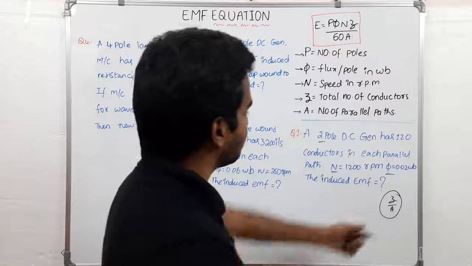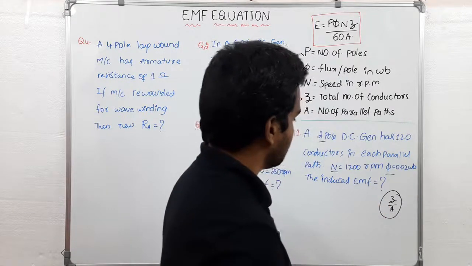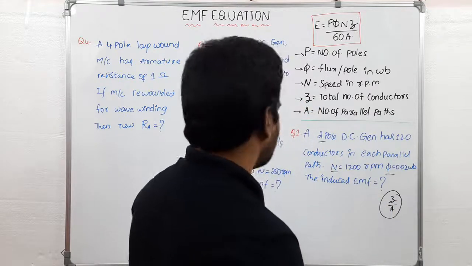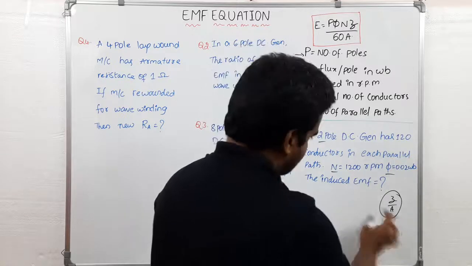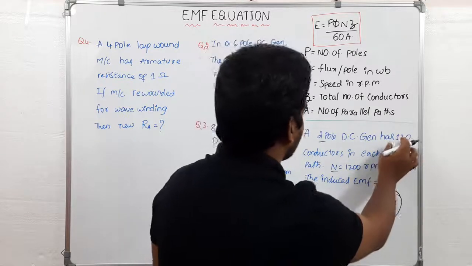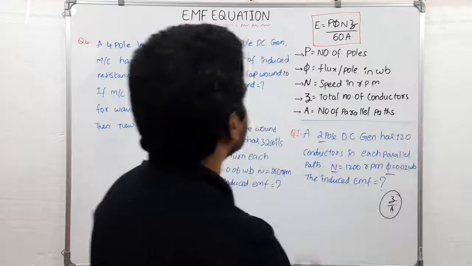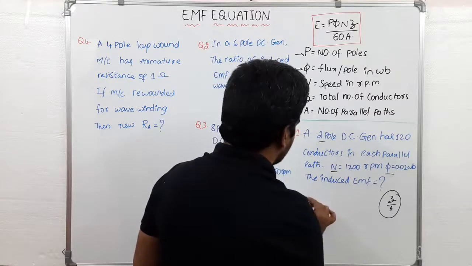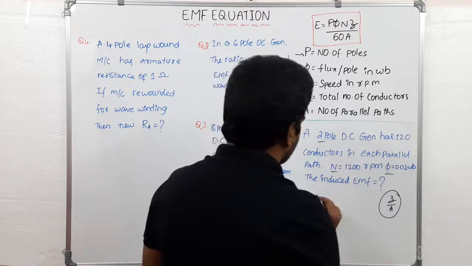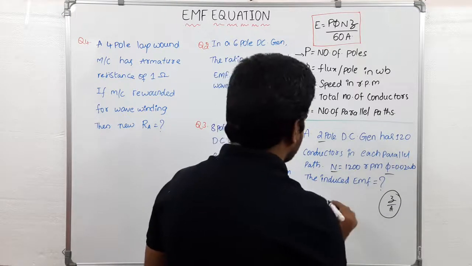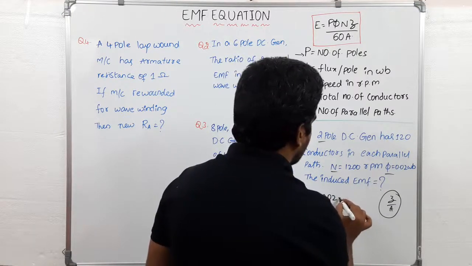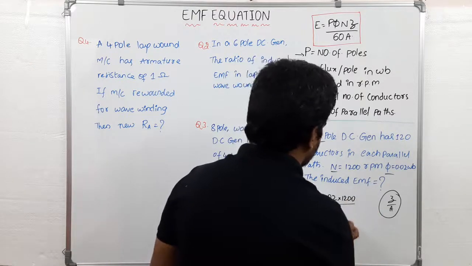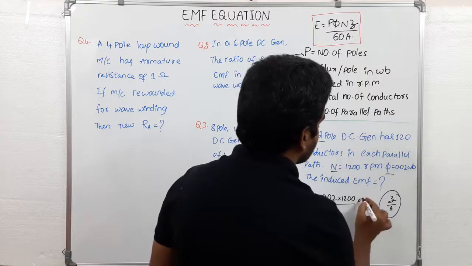What is Z by A? The number of parallel paths is A and the number of conductors is Z, so the number of conductors in each parallel path is Z by A. They have mentioned that the value of Z by A is 120. So it is very easy. Now we just need to substitute the values. Eg equal to P phi N Z by 60A. What is P? 2. What is phi? 0.02 Weber. And what is N? 1200 rpm, by 60. What is the Z by A value? Which is 120.